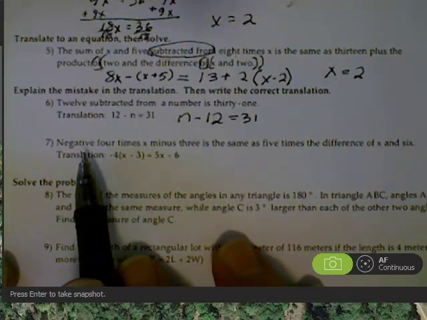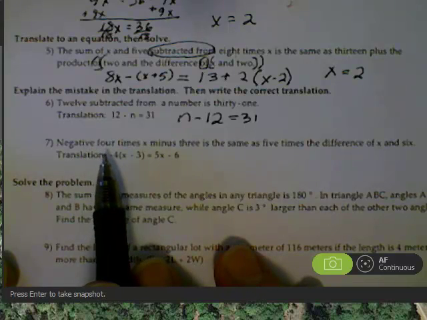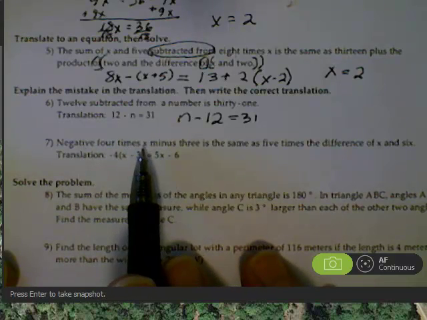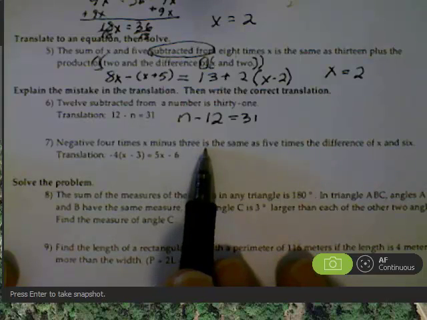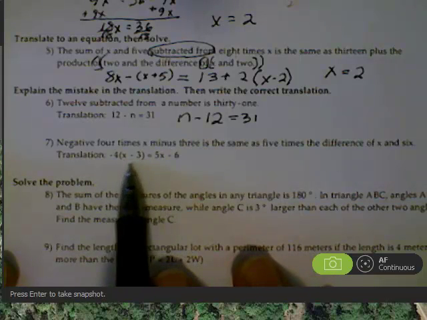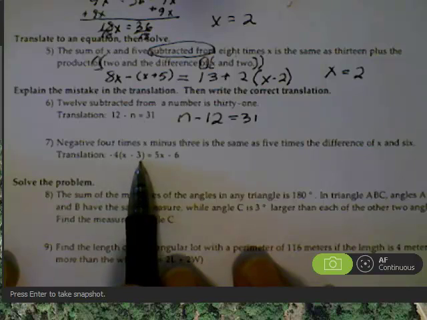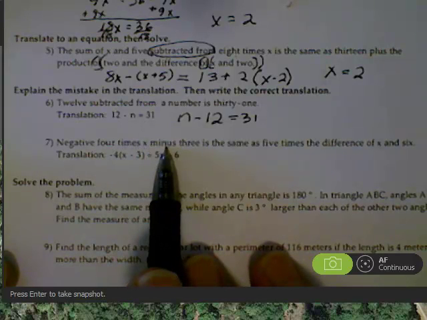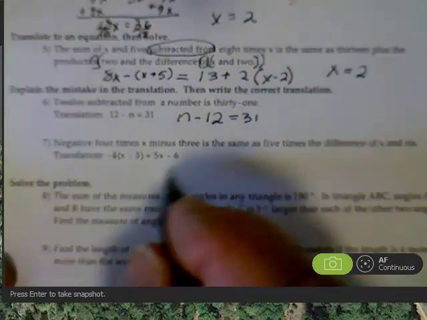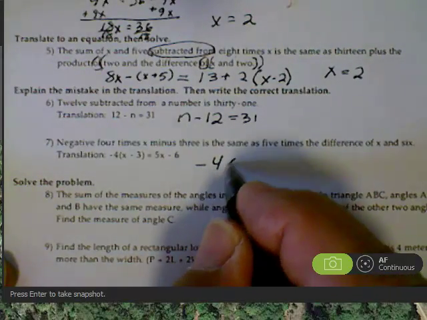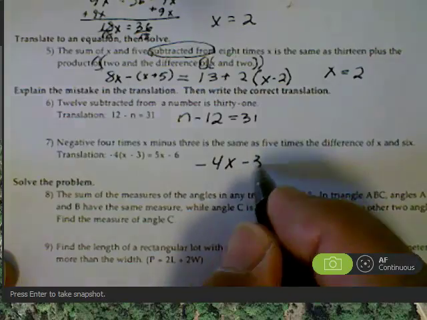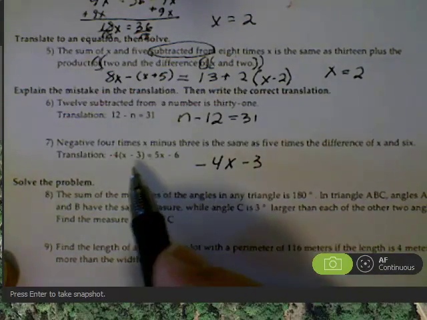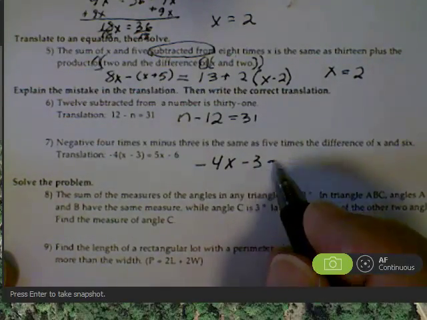The next problem is the same. Explain the mistake. They're not asking us to solve. Negative 4 times x minus 3. Well, wait a minute. There's no "of." So this is just negative 4 times x minus 3. There's no "of." So that's the explanation there.